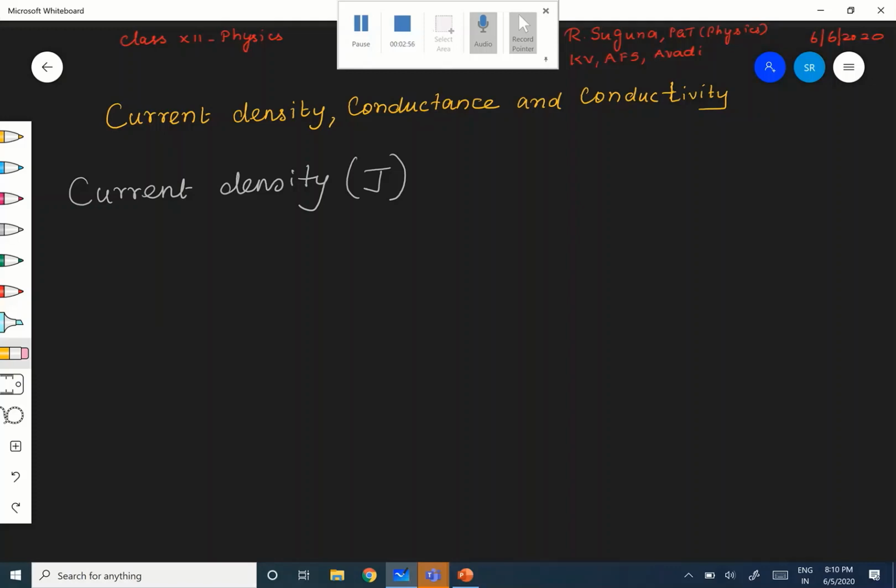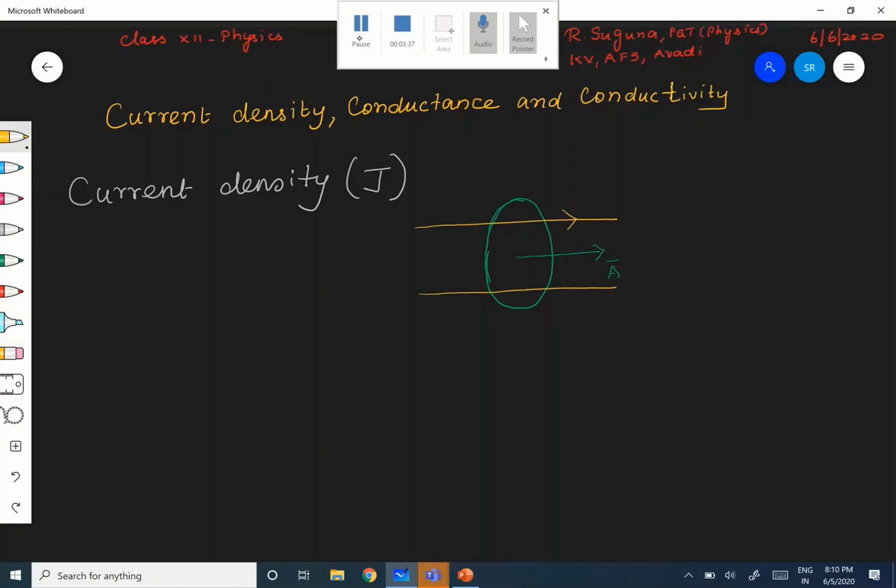Now let me explain this in detail. For example, I have one area, and this is the area vector direction. This is your area vector, correct? Now what is the direction of the current? Let me say that the direction of current is like this. This is the direction of current.